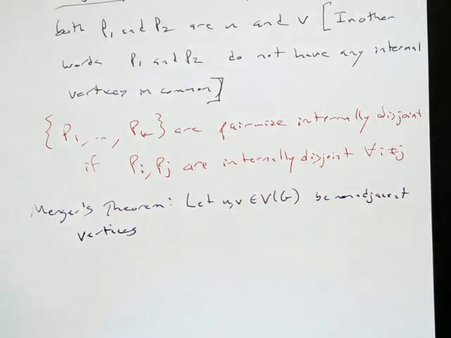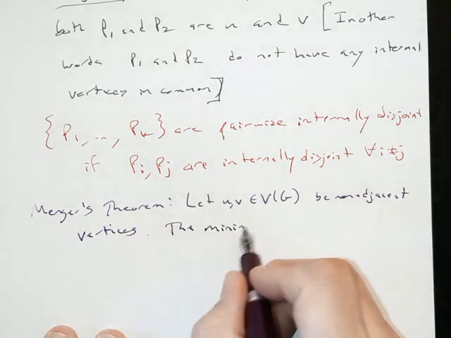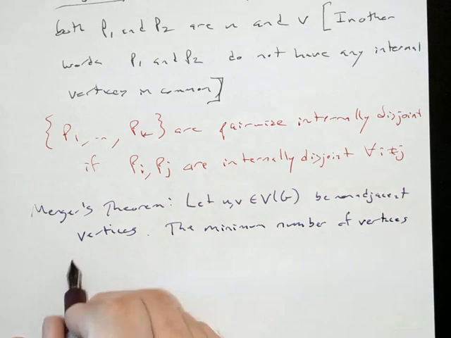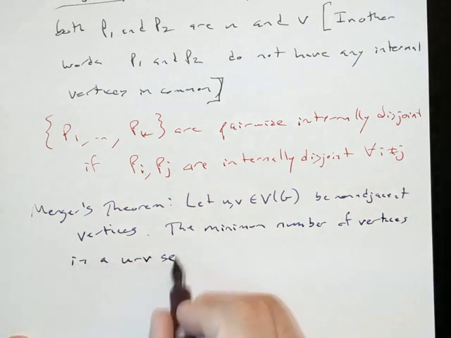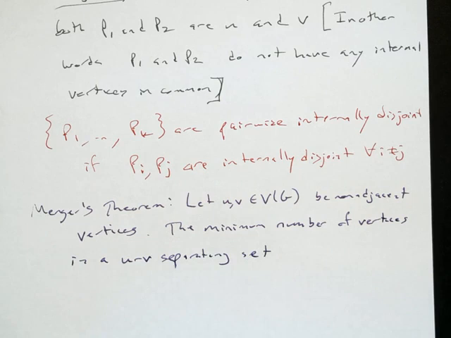So let's suppose I have two non-adjacent vertices in a graph. The minimum size of my UV separating set, S, is exactly the same as the maximum number of internally disjoint UV paths.